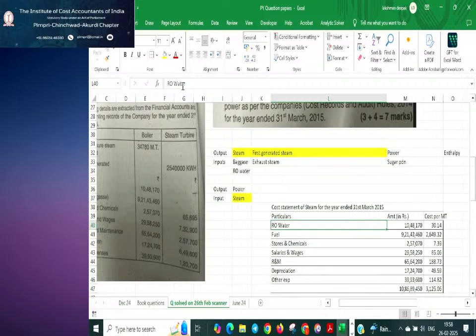Got it? And that will produce steam. Once again, steam will be split into sugar factory and power. Power will be split into your sugar distillery or sometimes even sale outside. So likewise, there is always allocations happening for these utilities. It is not a straightforward thing. Like example, they have given stores and chemicals. When you look at financial records, you will never find stores and chemicals separately for steam. You will have all consumable stores booked together. But you have to get into the details of how much stores has been used for this steam department.